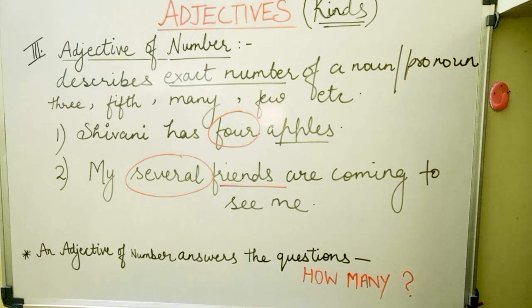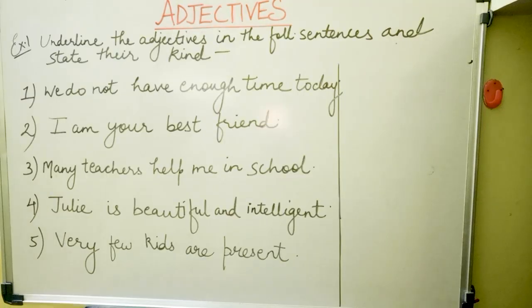So how many books? The number of books is many. So many also is an adjective of number. Now students, let's practice some exercises based on the kinds of adjectives that we have studied. The 3 kinds of adjectives, that is adjective of quality, adjective of quantity and adjective of number. So the question says, underline the adjectives in the following sentences and state their kind.